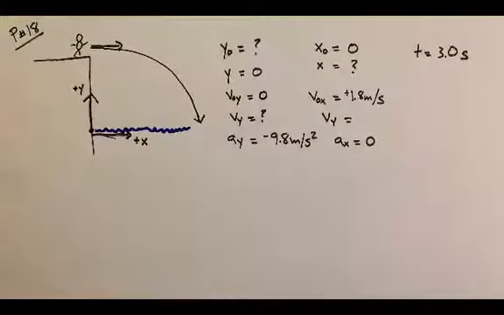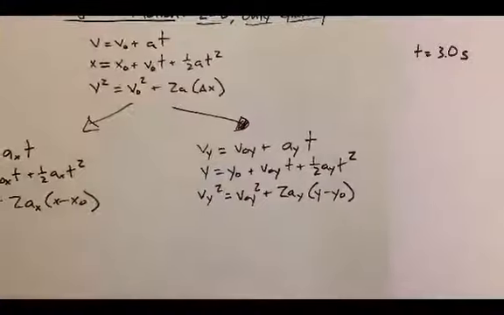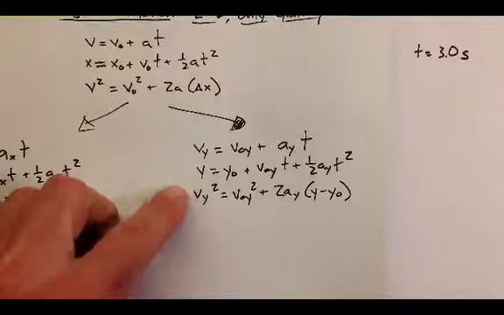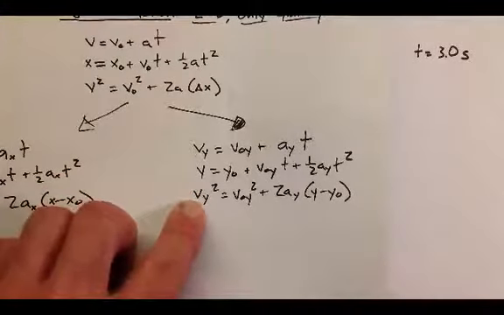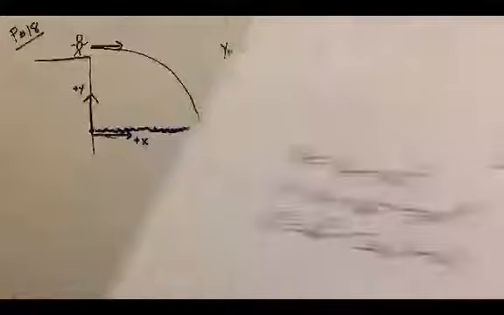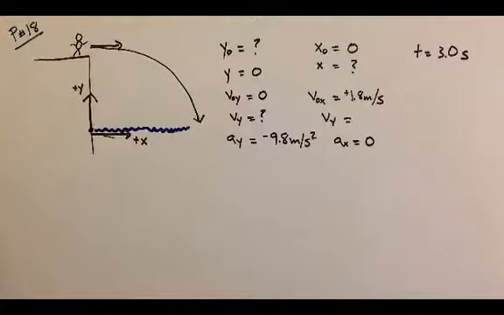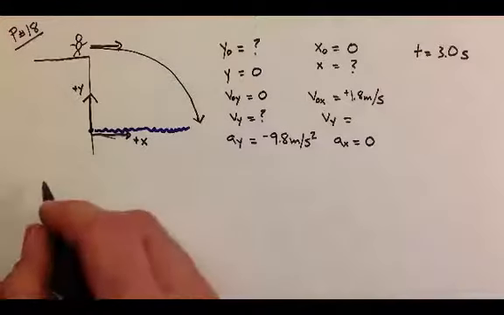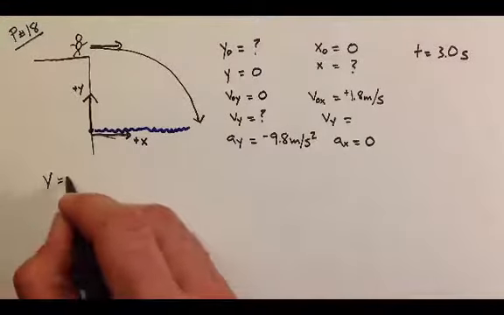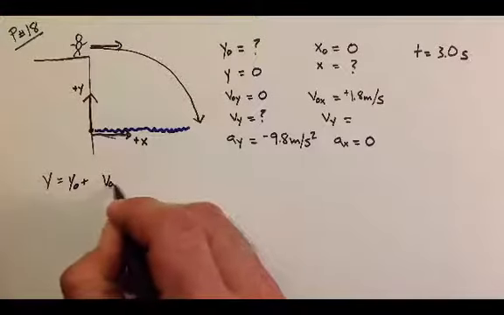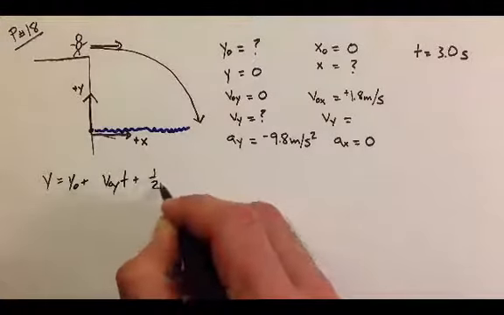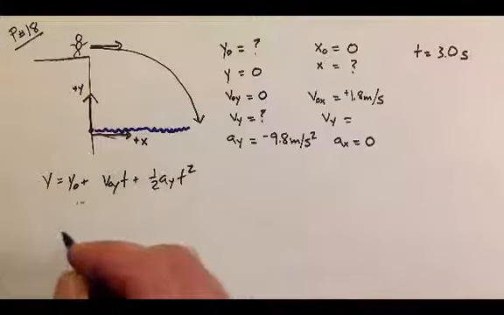Step 1, the question 1 was, how high is the cliff? Well, I want to know how high the cliff is. That would be y naught, right? So I've got one of two equations to choose from. I don't know what Vy is, so I'm going to use this equation to solve for y naught. Why am I doing that? Why not? y equals y naught plus Voy t plus 1/2 Ay t squared.